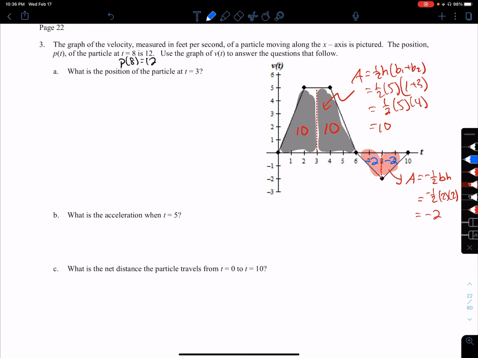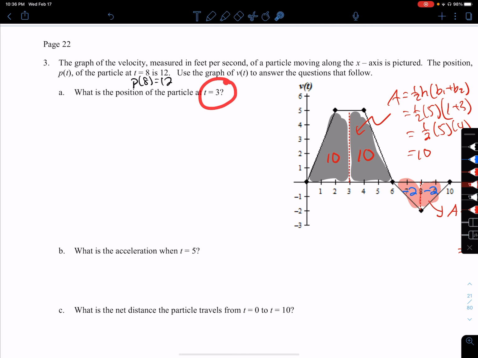All right. Those are the graphs. Let's get back to the question. What's the position of the particle at t equals 3? Since we're trying to figure out what it is when t is 3, and since we know what it is when t is 8, we are going to want to integrate from 3 to 8 the velocity function, which we don't know what the function actually is, and that should give us the position at 8 minus the position at 3. This is the fundamental theorem of calculus.